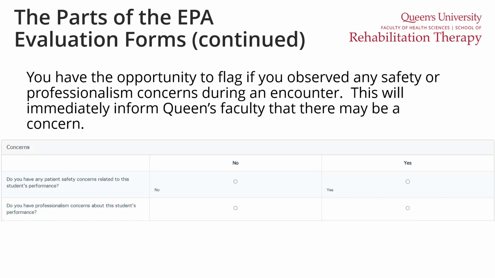There'll be a comment box, and again, it's free text where you can say anything you want, like you need to make better eye contact or whatever it might be, giving feedback to the student. You also have the opportunity to flag if you observe any safety or professionalism concerns during an encounter. The default is no. If you click yes, that there was a safety or professionalism concern with the encounter, that will trigger an email to the Queen's faculty, myself or Randy, so we'll get notified that there was an issue, which will prompt us to reach out just to check in and see how things are going.